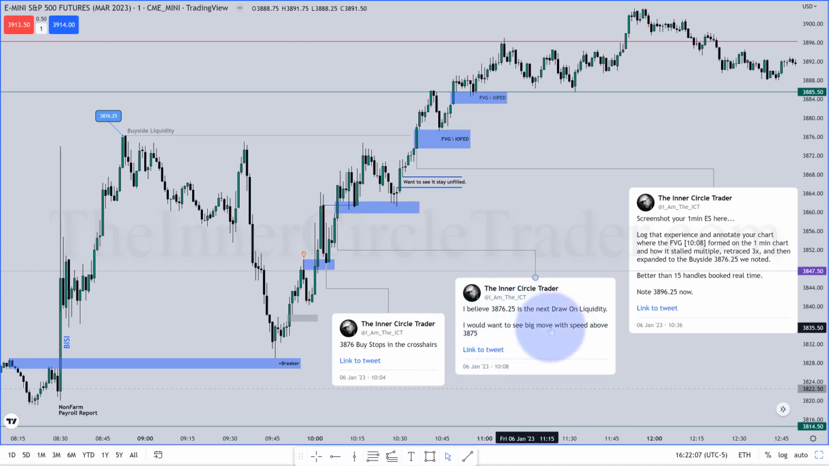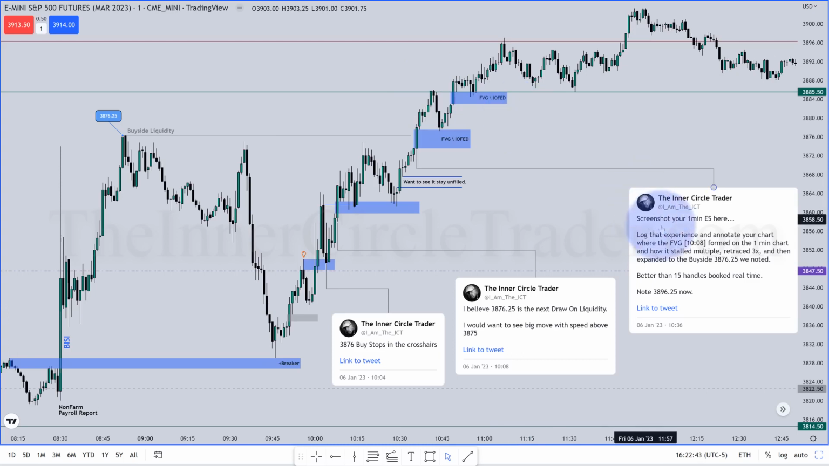I would want to see big move with speed above 38.75. When's that occurring? Right there. And 38.75 is right there. Right there. Right there. And what do we get? Expansion through. We got it. And we have a fair value gap at old highs. I can't add because I've already taken 2 partials off. I've taken profits, partials, twice now, with this candle running above here and this candle running above here.